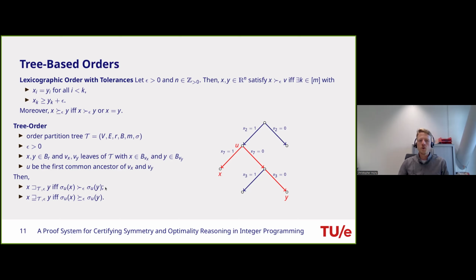And the pre-order is defined by replacing this strict lexicographic comparison by a weak lexicographic comparison, which is essentially saying we are weakly epsilon lexicographic comparable if we are either strict comparable or the two vectors are the same. And this is how we define these tree orders.